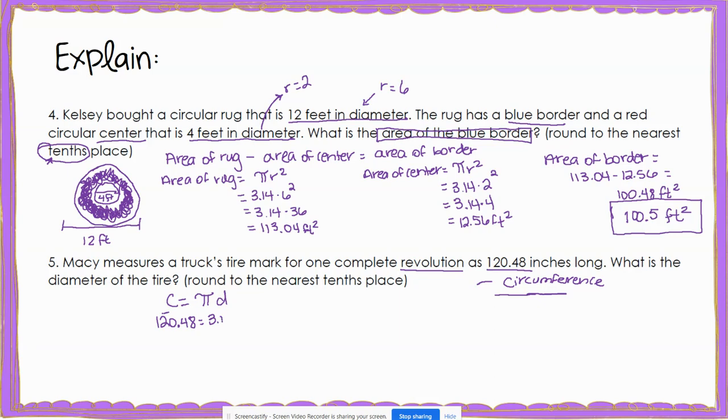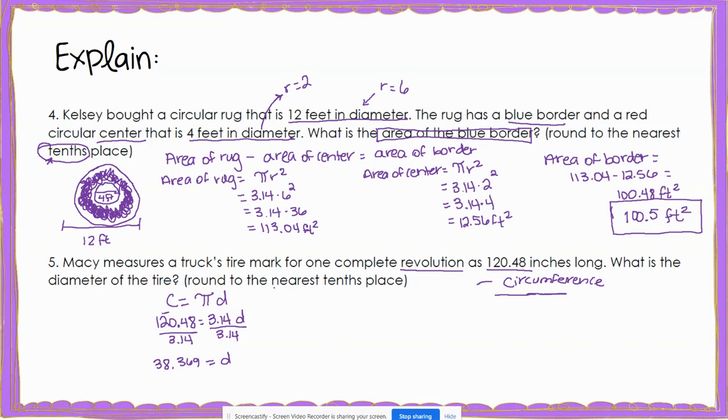I'm going to put in 3.14 for pi, and what I don't know is the diameter. Now to get my diameter by itself, I'm going to divide by 3.14 on both sides of this equation. Now I'm again going to get a very long answer for this. It's approximately about 38.369, and it goes on from there, but that would be my diameter.